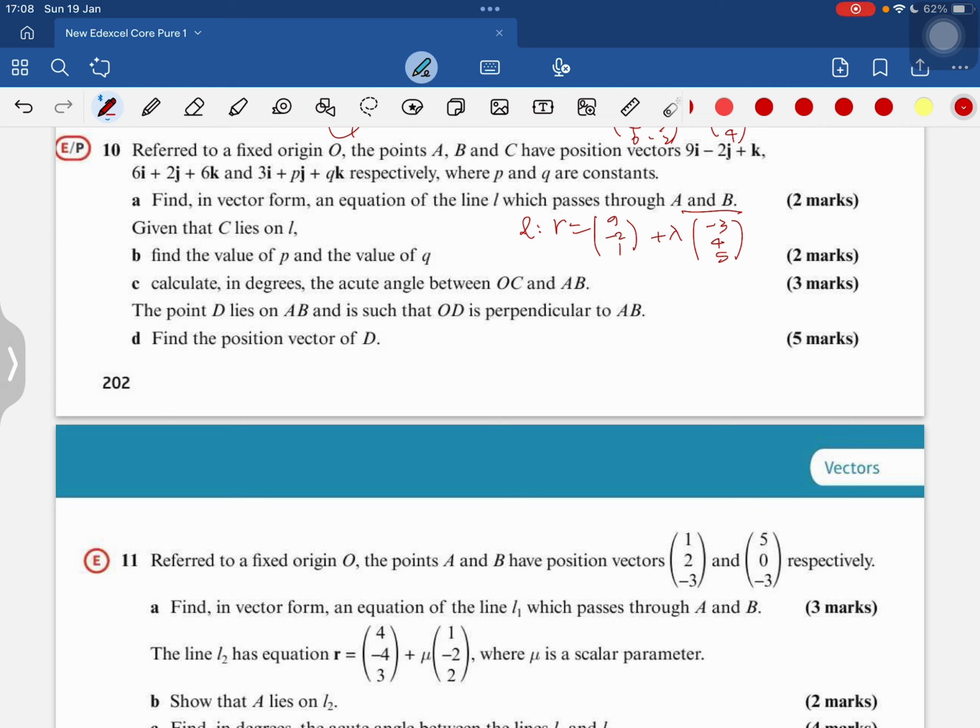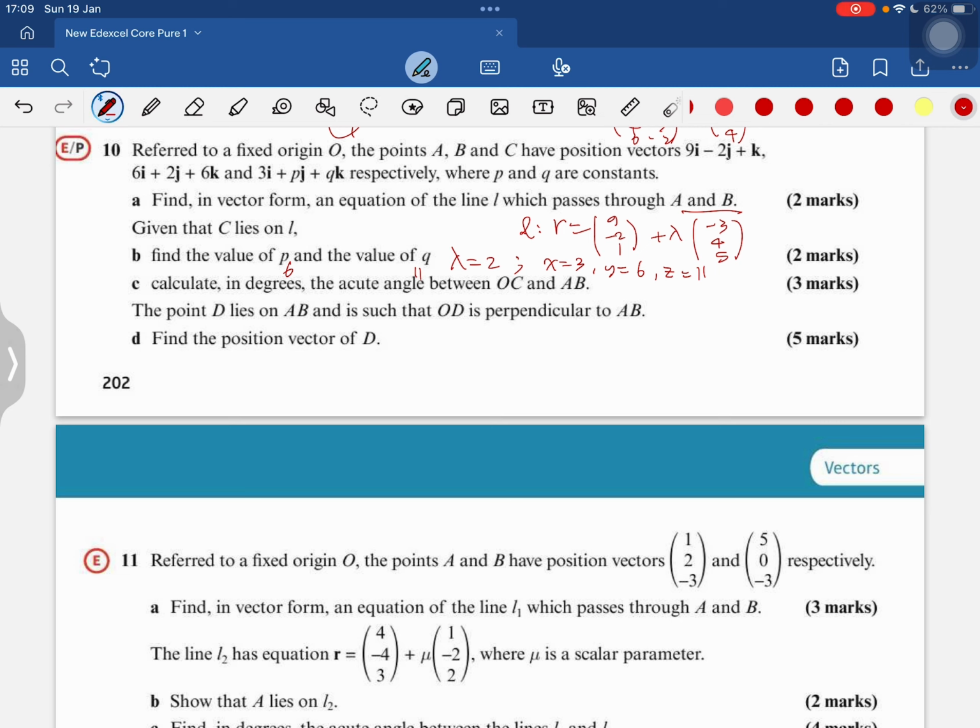Given C lies on L, find the values of P and Q. When x equals 3, lambda is 2. Then x equals 3, y equals 6, z equals 10, 11. So P is 6, Q is 11.